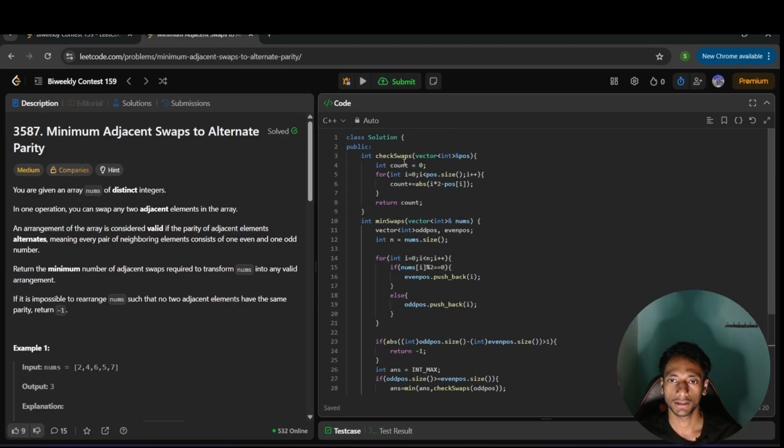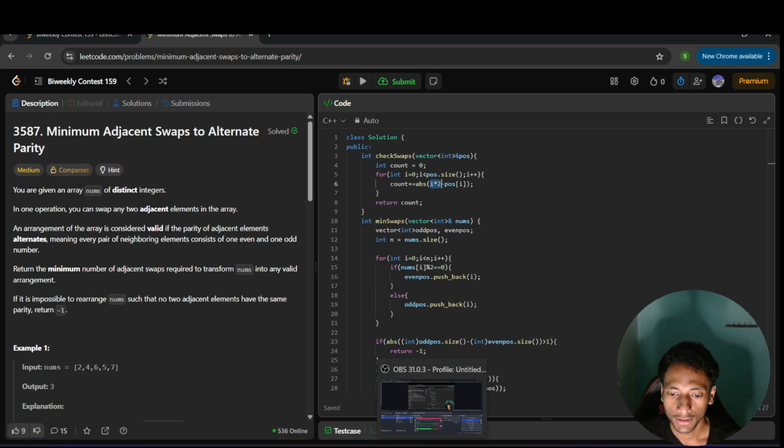So how are we calculating the number of swipes required? Initially we will take one count variable that is 0, and I am iterating over all the positions, odd or even, whichever is possible. So now I am iterating over each position. So what is the target position? It will be i into 2.